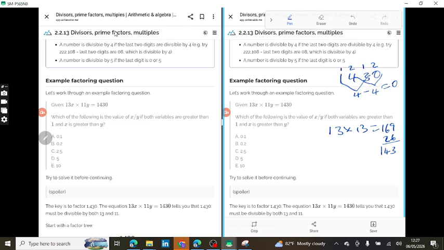So 13 can divide this, right? 11 can divide it. 13 can divide it. And I know that 11 times 11 is 121. 121 plus 11. Okay, have you been following me? 13 times 13 is 169. 169 minus 26 is 143. Fine. 11 times 11.